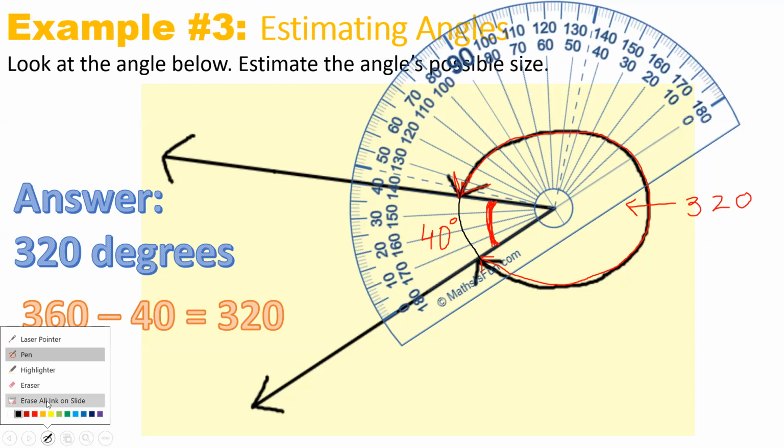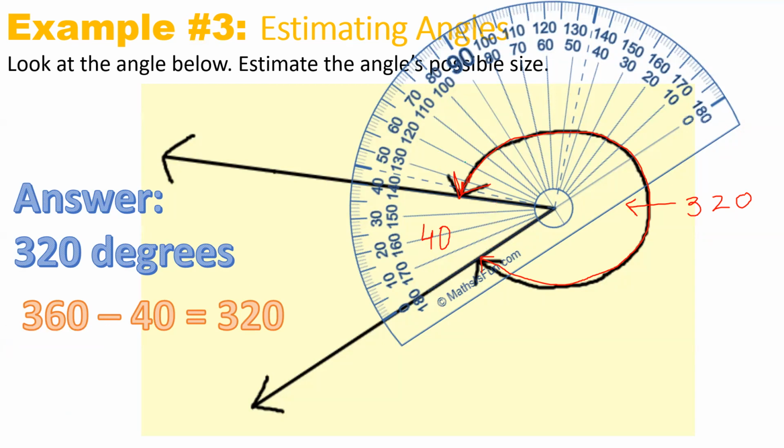Let me use a different color, like a green or something. All of this right here is one complete turn. And one complete turn is supposed to add up to what? 360 degrees, the full thing. So if we already know that this part is 40, then this part must be 360 minus 40, which is 320. And that's how we get it.